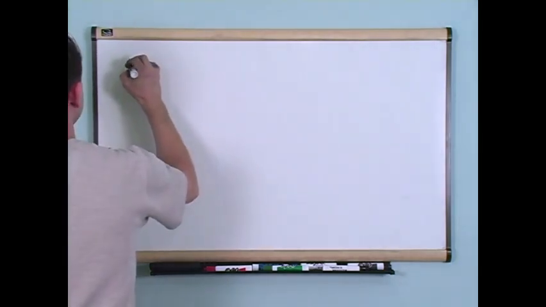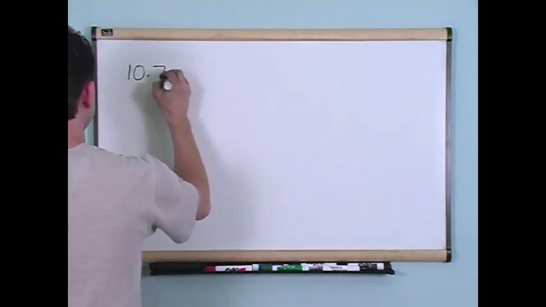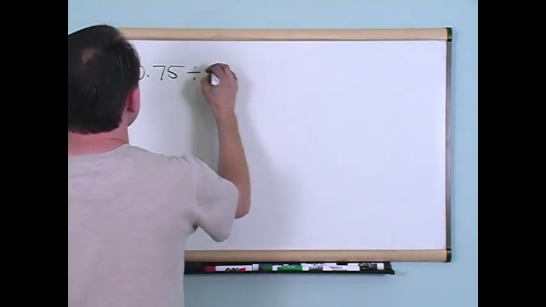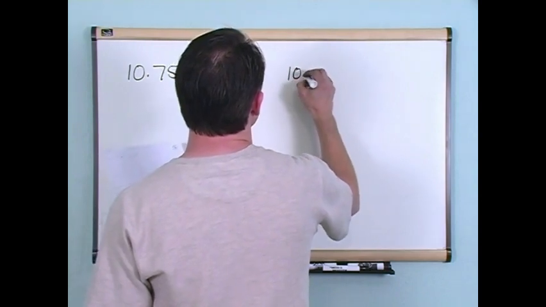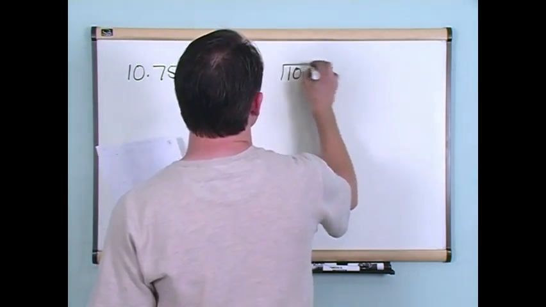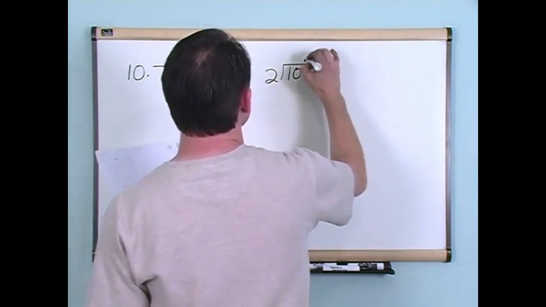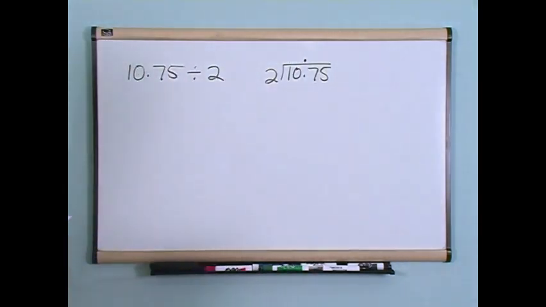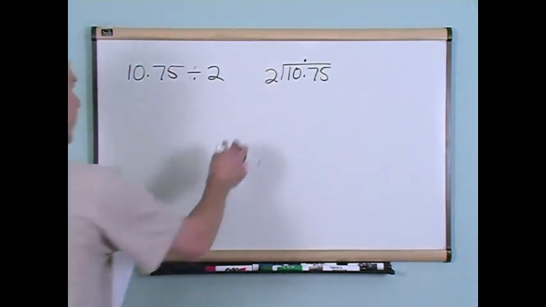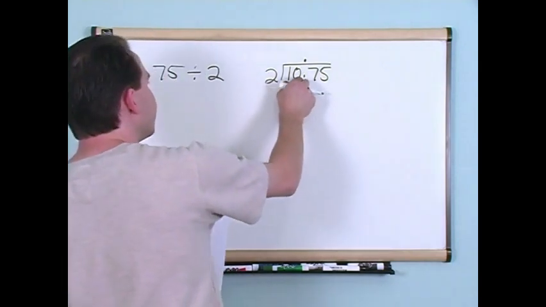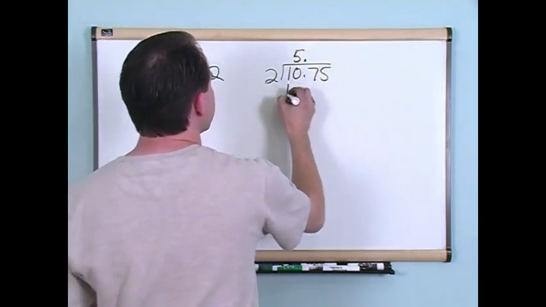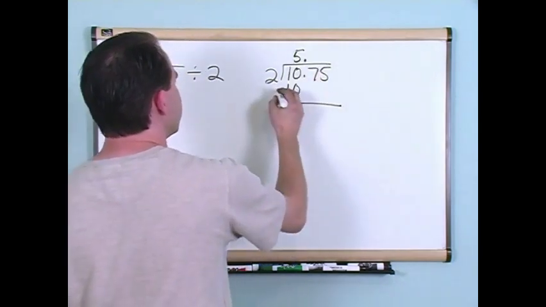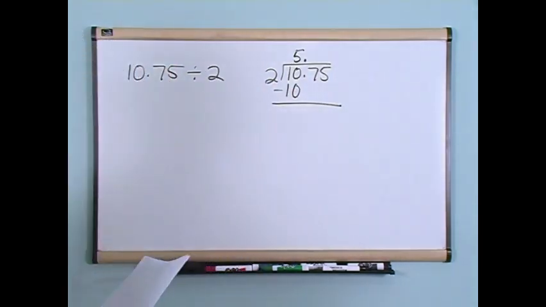What if you had 10.75 divided by 2? You would write 10.75 divided by 2, and you would write your decimal point for your answer right above there. And then you just try like usual. Can 5 go into 10? Yes, it can, 5 times. 5 times 2 gives you 10. And then you go ahead and subtract.